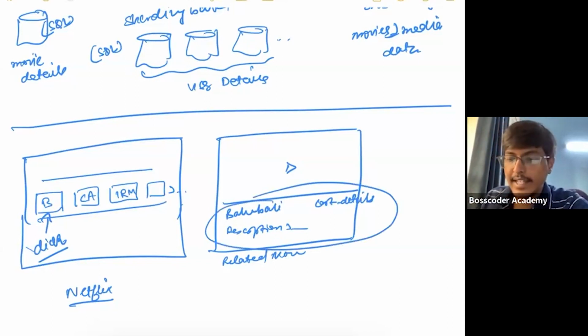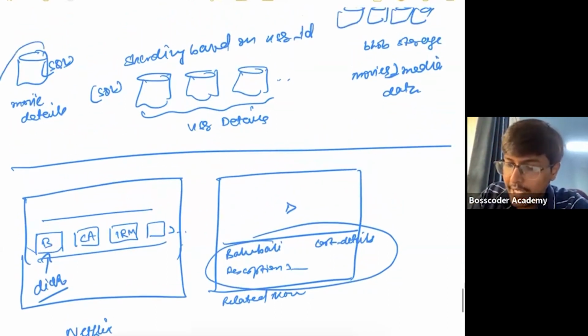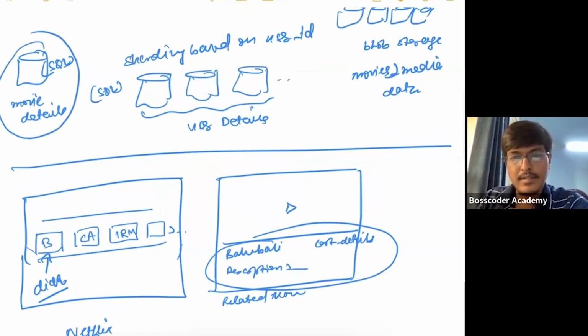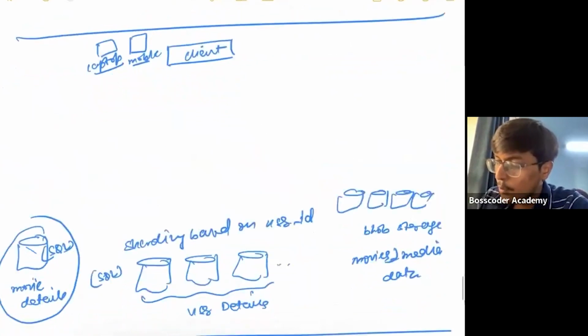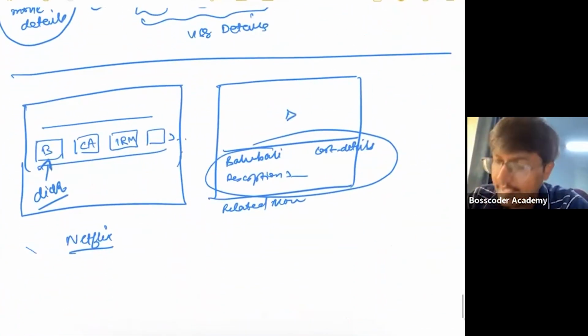From where will you get this data? You will get this data from movie details. A quick yes. Okay, makes sense. So whenever you press this button, this click, what will happen?